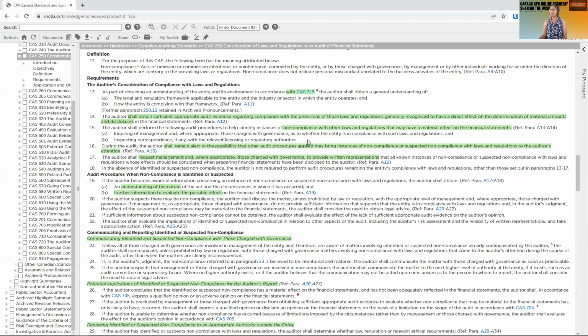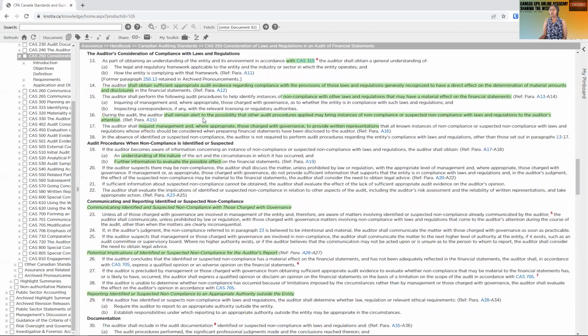Then, during the audit, the auditor shall remain alert to the possibility that other audit procedures applied may bring instances of non-compliance or suspected non-compliance. One procedure may lead to another, and you should be alert that there is a possibility of non-compliance in other areas as well.